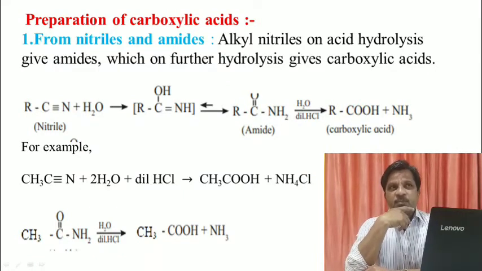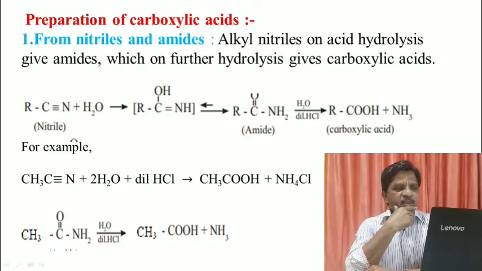In the common system, the names of carboxylic acids are derived from the name of the source of the substance from which they are derived, and in the IUPAC system they are named by changing the ending E in the name of the parent alkane to OIC acid.